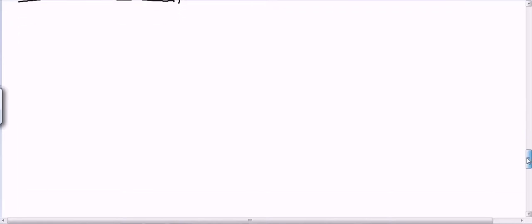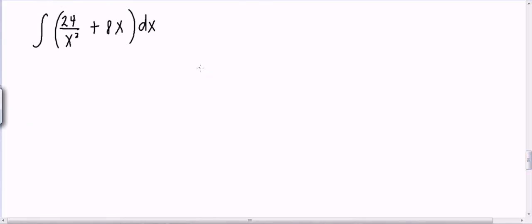Okay, let's have this one. The integral of 24 over x squared plus 8x. So we have a fraction and the variable is in the denominator. Again, you can't integrate right away when the variable is in the denominator. So you move it up to the numerator first. So it becomes the integral of 24x raised to negative 2, so the sign changes. Then just copy 8x since there's no problem there. Once it's arranged, you can integrate.